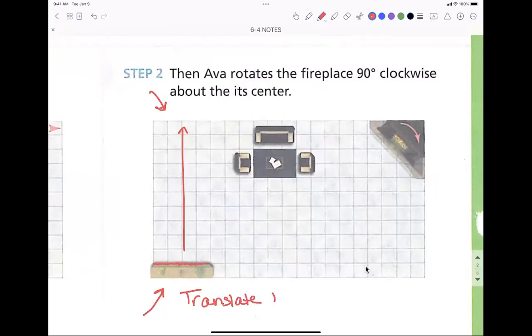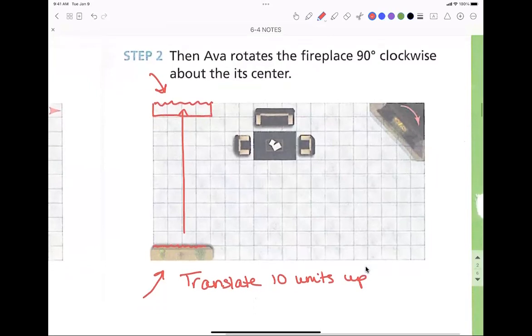I think I counted it earlier. It's 10 units up. Okay, that's my first move. But what's my problem? If I translate it 10 units up and I leave it, I've got my cabinet, but where's my pretty side? Facing the wall, and I don't want that. So I have to have a second move, and that's going to do what? Just like my desk.